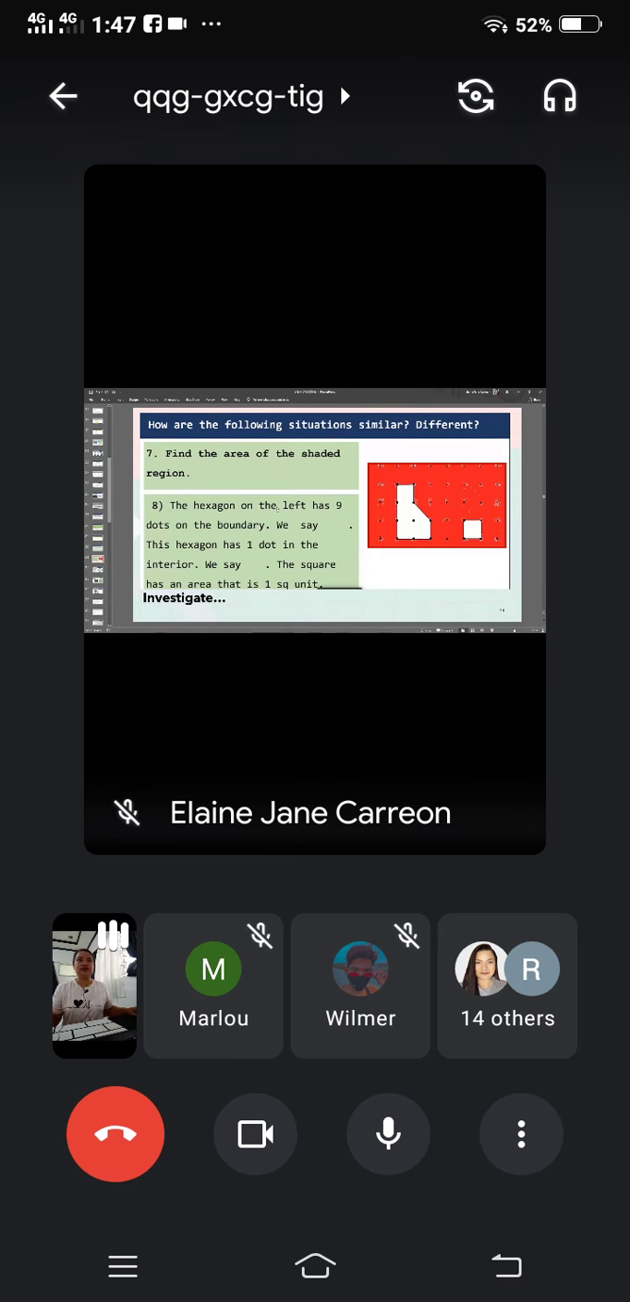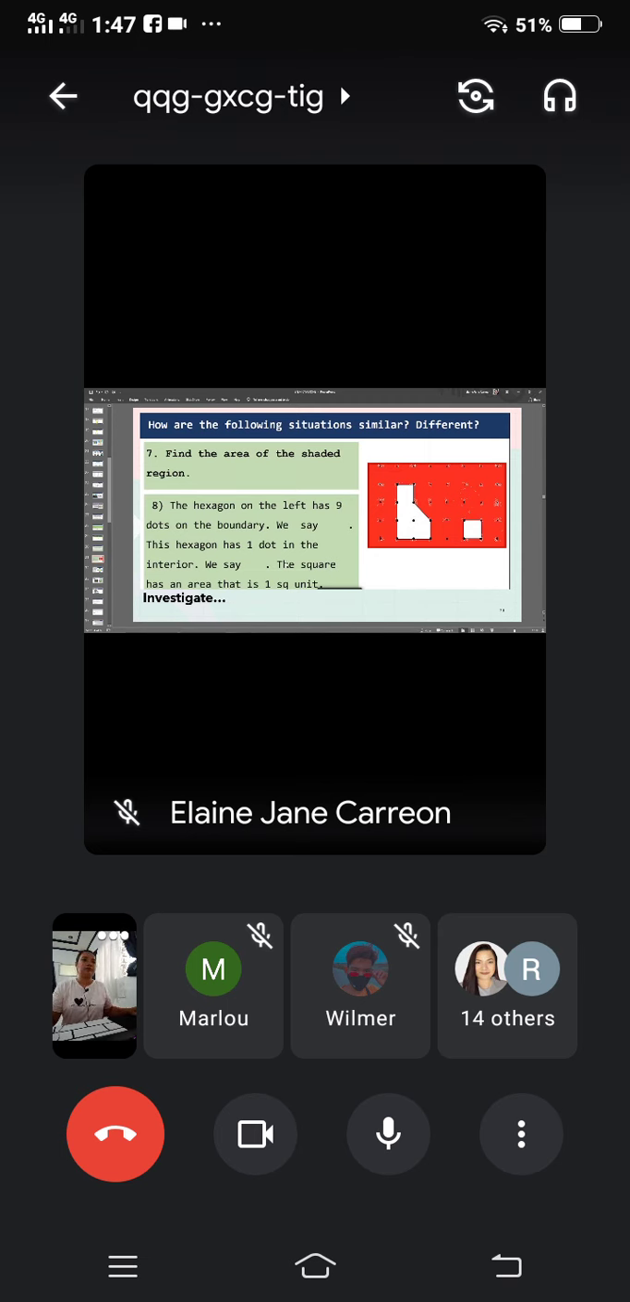The hexagon on the left has 9 dots on the boundary. So, ito yung hexagon, yung malaki. Hexagon is a 6-sided polygon. But in this case, irregular polygon siya. Kaya hindi siya mukhang hexagon. This hexagon has 1 dot in the interior. Ito yun. Kumbaga, dinescribe niya siya.